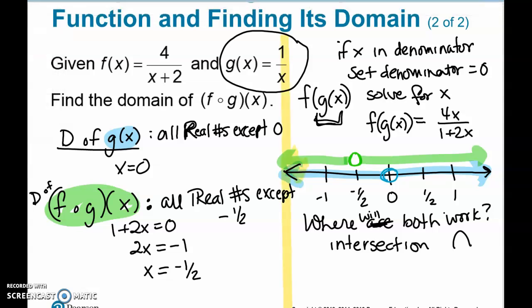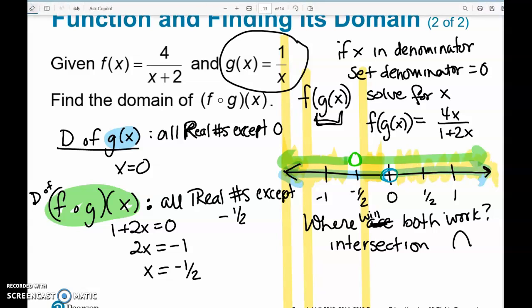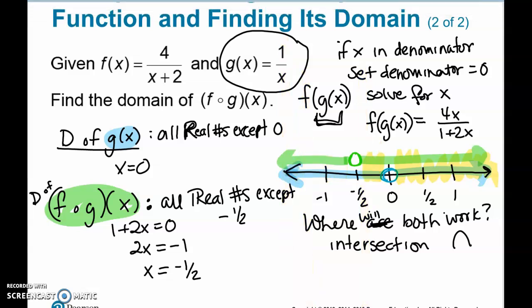They both work here. They both work in between -1 and 0. And then they both work to the right of 0. Let me see if I can highlight this.